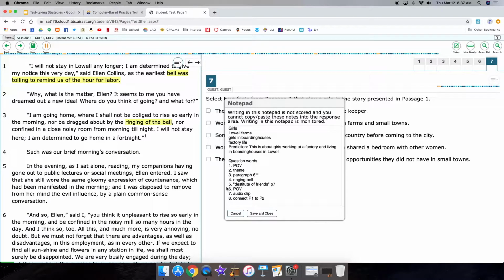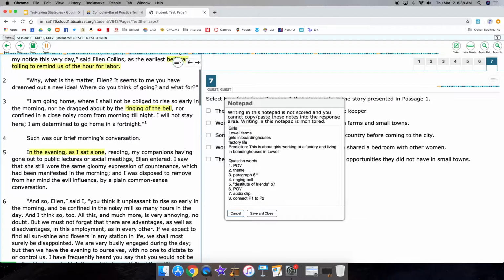You know, I'm thinking that this Ellen girl doesn't have a lot of friends, and I'm not sure what destitute means, but friends might be something that I want to consider here. So she's alone, right? She sat alone, she doesn't have friends. Now, I could make this a different color, but I don't have enough colors to match my questions, so I'm just going to keep going with yellow. Something to pay attention to.